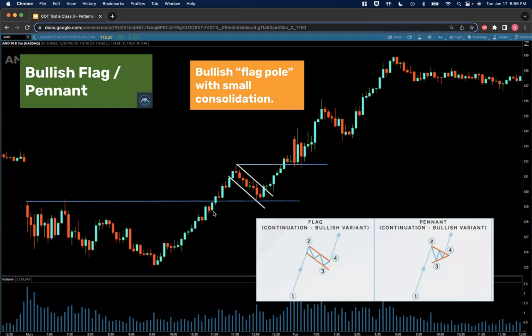Another thing to note is you don't really want the consolidation in the flag to have more candles than the actual flag pull. So here you can see the flag pull has about 15-ish, maybe 10 candles, whereas the flag has less than 7 or 8. So that's exactly what you want to see. That's a great ratio where the consolidation is about half as long as the pull. That's not always going to be the case, and that's not a set in stone rule, but just something to keep in mind to have a textbook flag pattern.